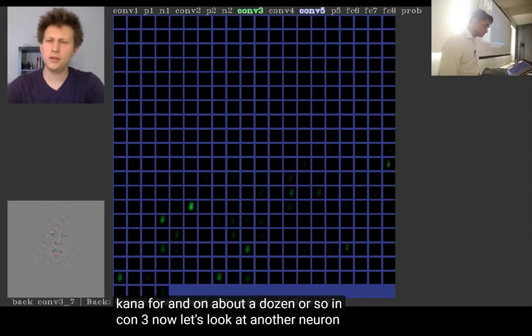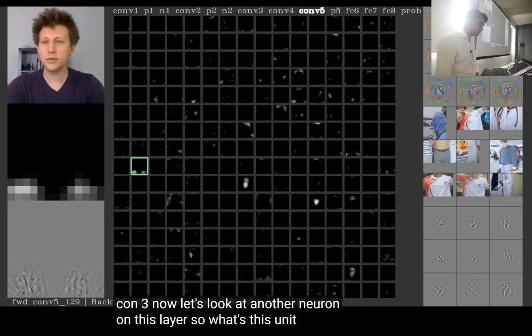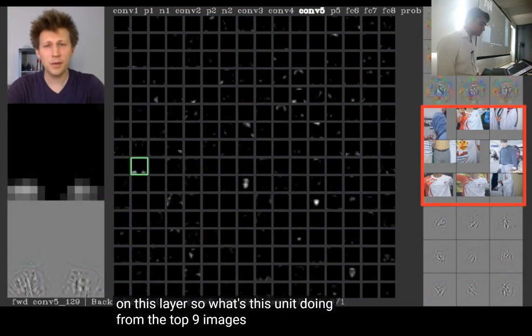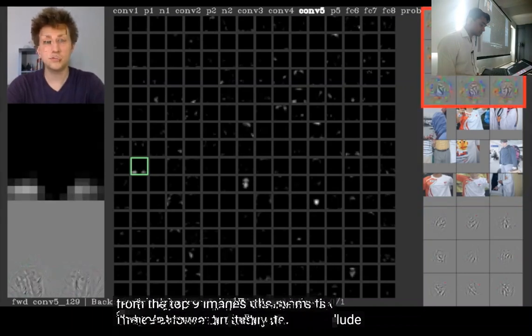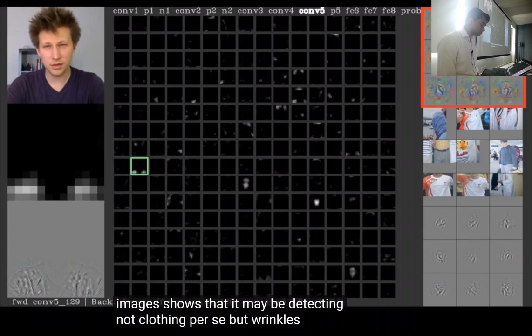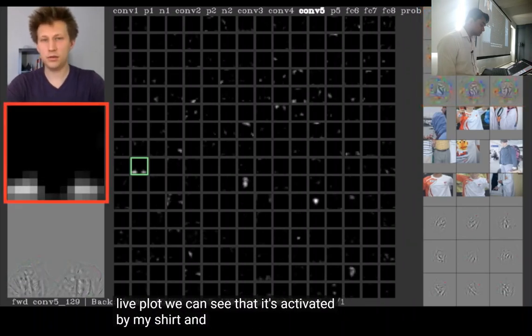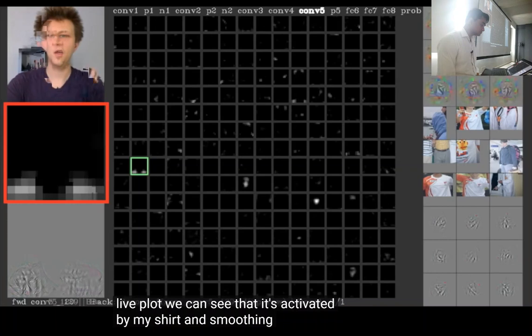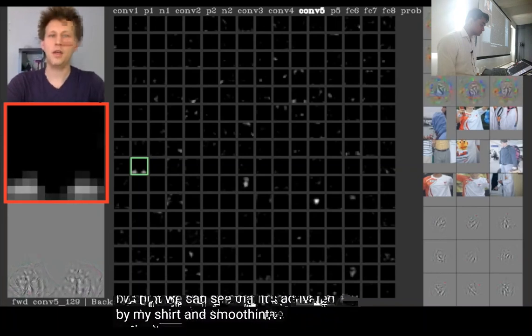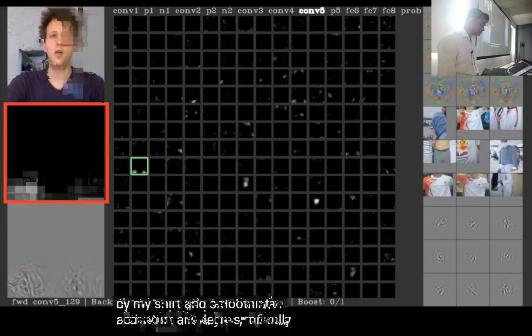Now let's look at another neuron on display. So what's this unit doing? From the top 9 images, we might conclude that it fires for different types of clothing. But examining the synthetic images shows that it may be detecting not clothing per se, but wrinkles. In the live plot, we can see that it's activated by my shirt, and smoothing out half of my shirt causes that half of the activations to decrease.